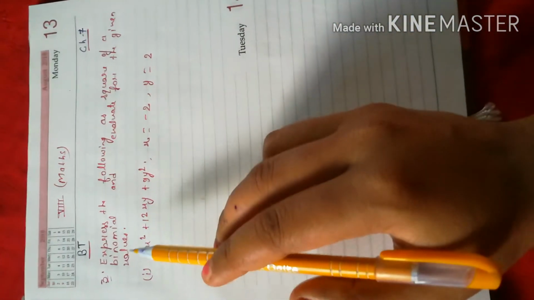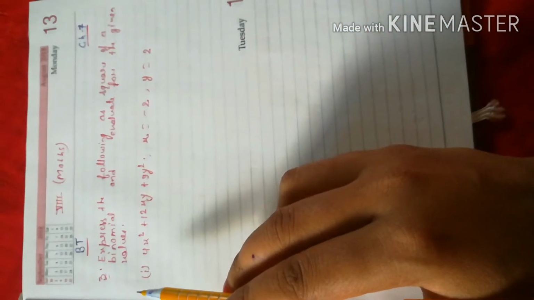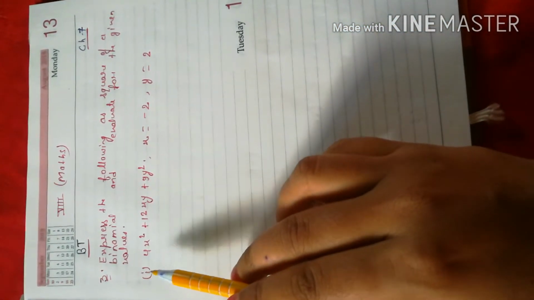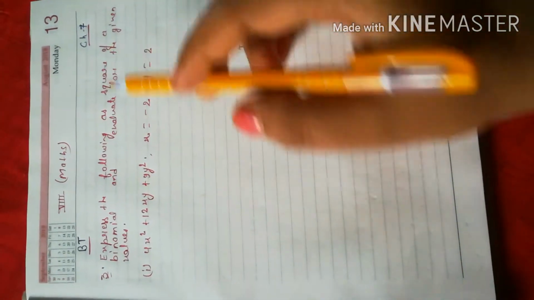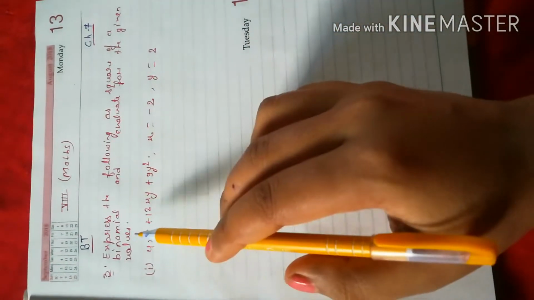In the previous video we were doing BT questions of chapter 7. Up to question number 2 we have completed. Now we will do question number 3. Our question number 3 is: express the following as the square of a binomial and evaluate for the given values.